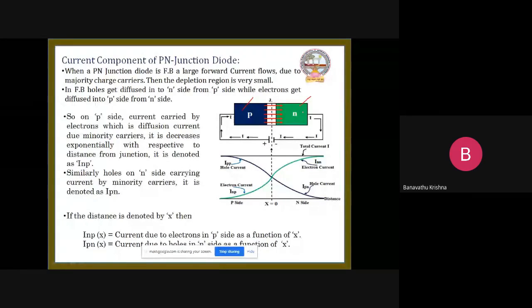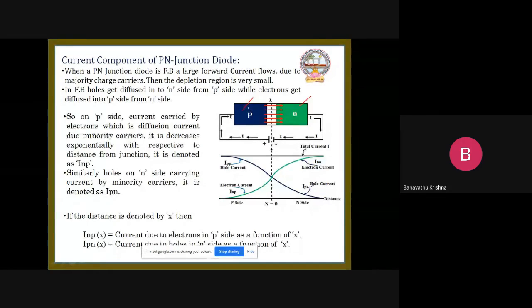Then this white space here is the junction, which is nothing but the depletion region. How is it formed? Due to the diffusion of majority charge carriers from the P side to the N side and from the N side to the P side, immobile ions are left and the junction is formed. On the N side the majority charge particles are electrons, which are negatively charged. On the P side the majority charge particles are holes, which are positively charged.